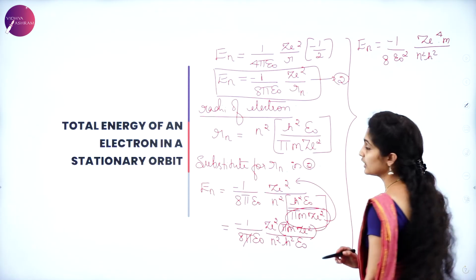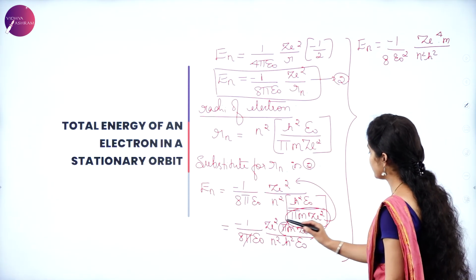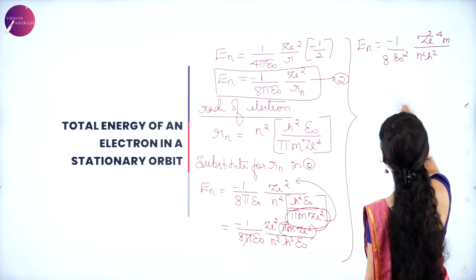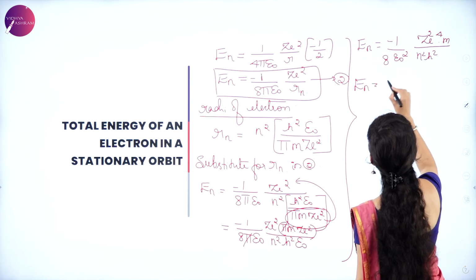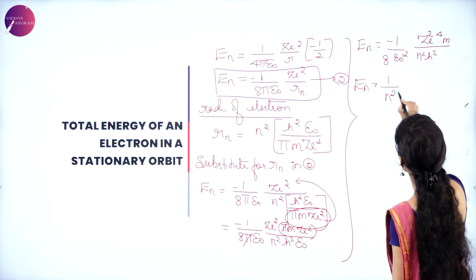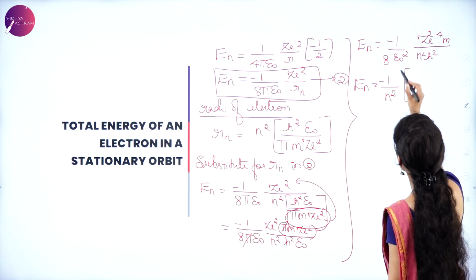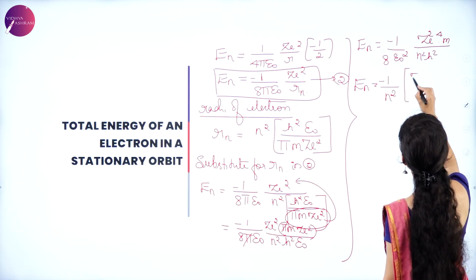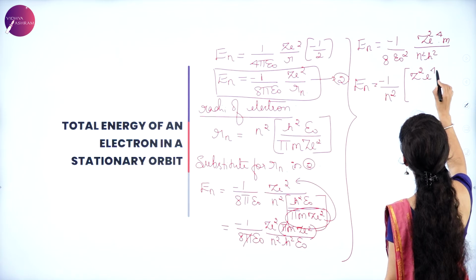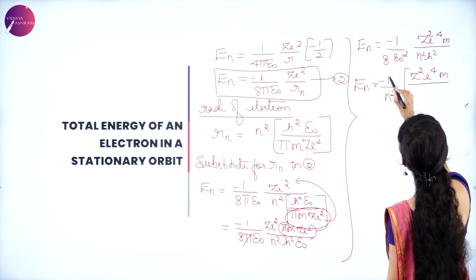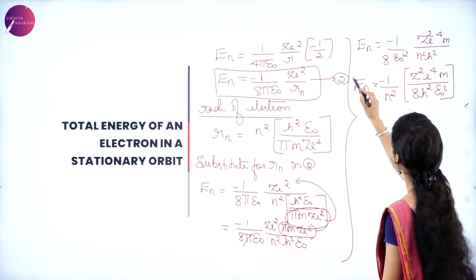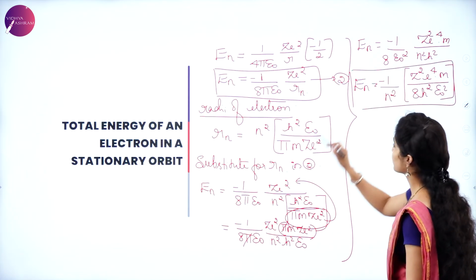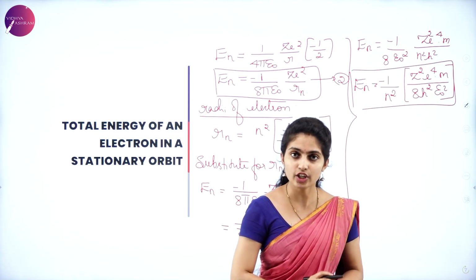So this is the equation, and this set of equation can be rewritten by taking n square outside: minus 1 by n square into Z square e to the power of 4 into m divided by 8 h square epsilon naught square. So this is the total energy of the electron in an nth stationary orbit.